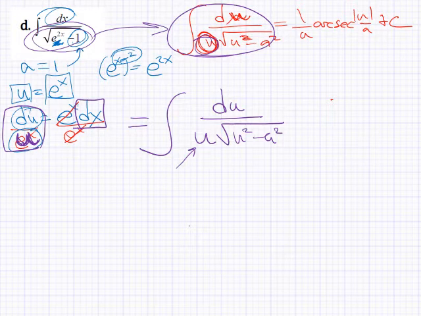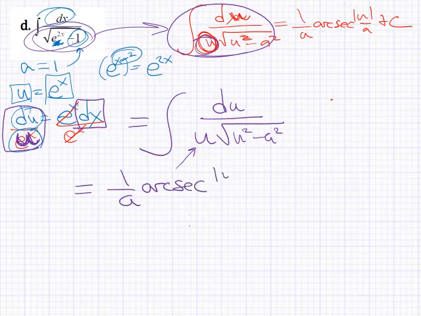And don't be afraid of trying something. Sometimes it doesn't work. Making mistakes is where you're going to learn the most. And trial and error. And realizing what works and what doesn't. The more that you do, the better you get. All right, so what do we get here? We get 1 over a arcsecant of absolute value of u over a plus c.